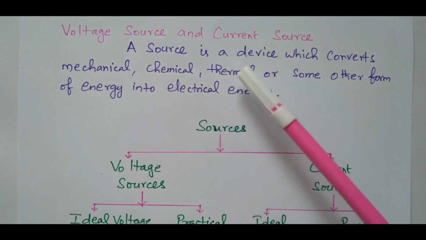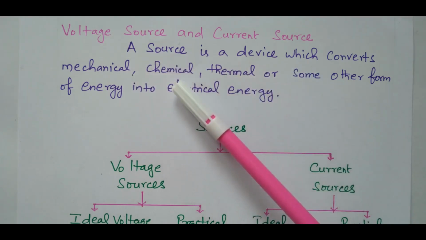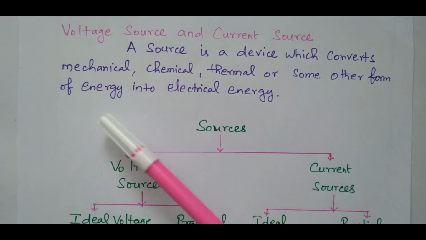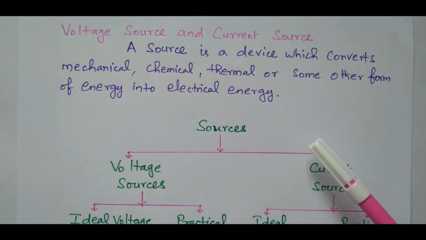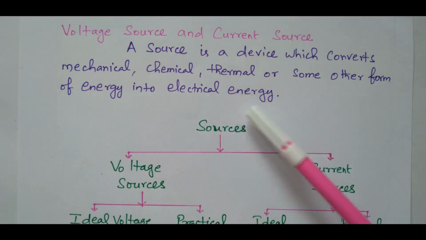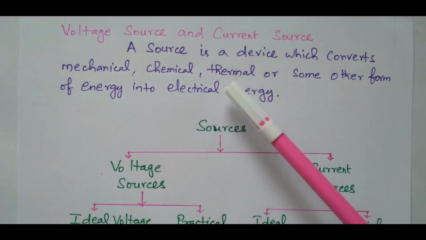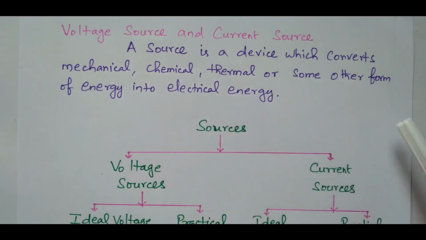The source is a device which converts mechanical, chemical, thermal or some other form of energy to electrical energy. Right? So the source is nothing but any form of energy converted into electrical energy. That is called a source, either mechanical, chemical or thermal or some other form. So the classification is available here.